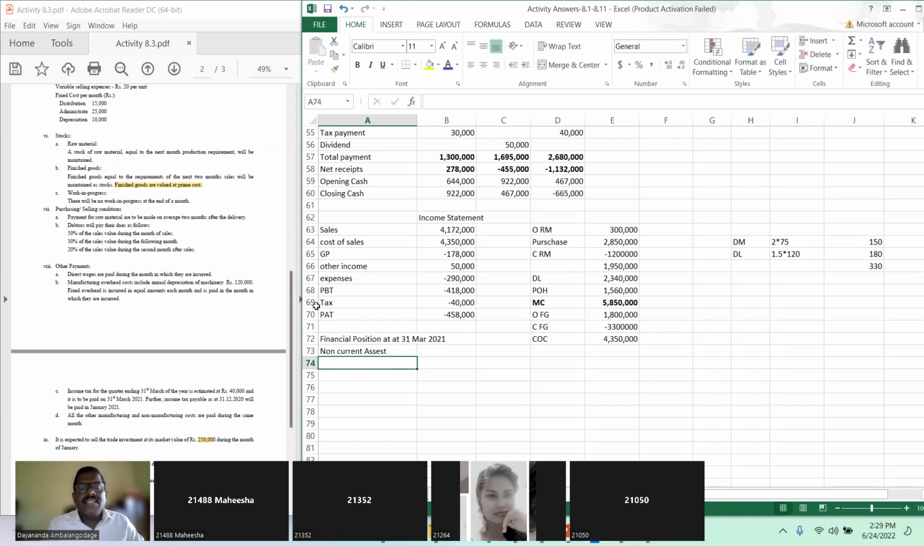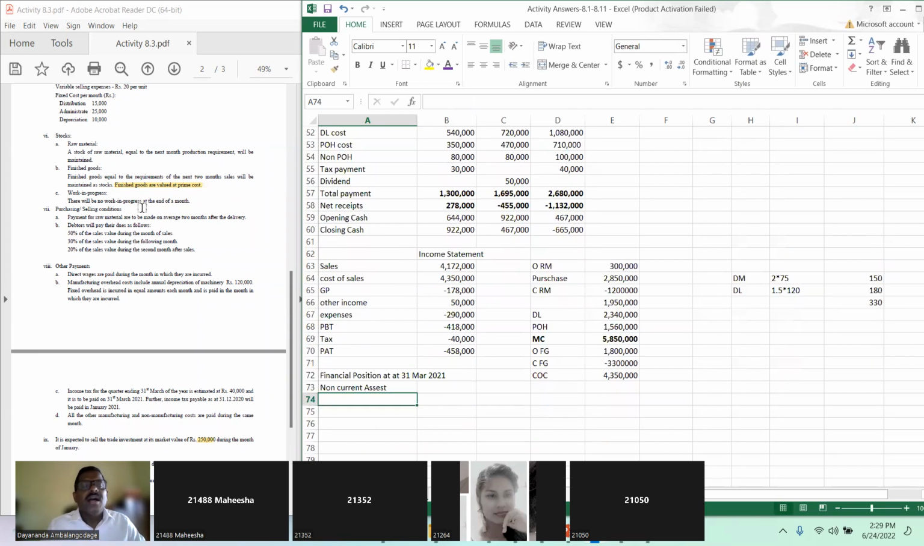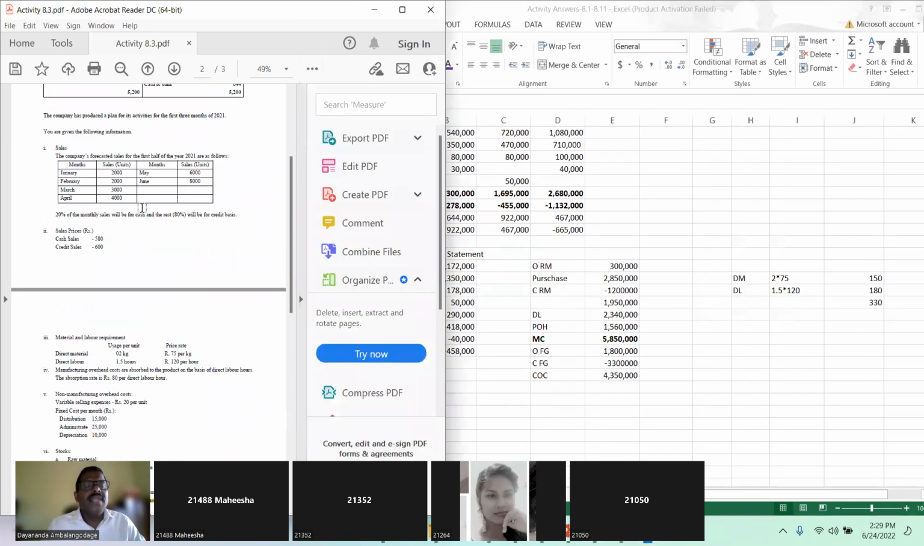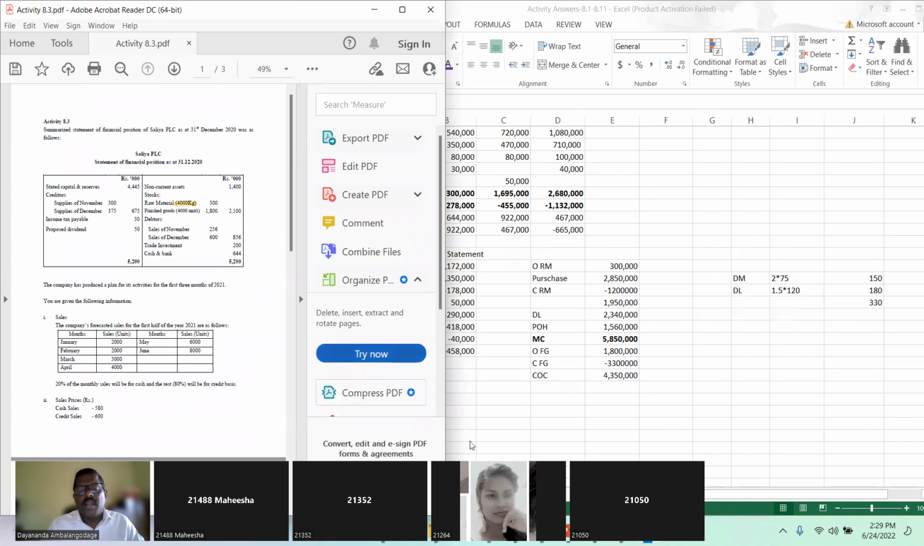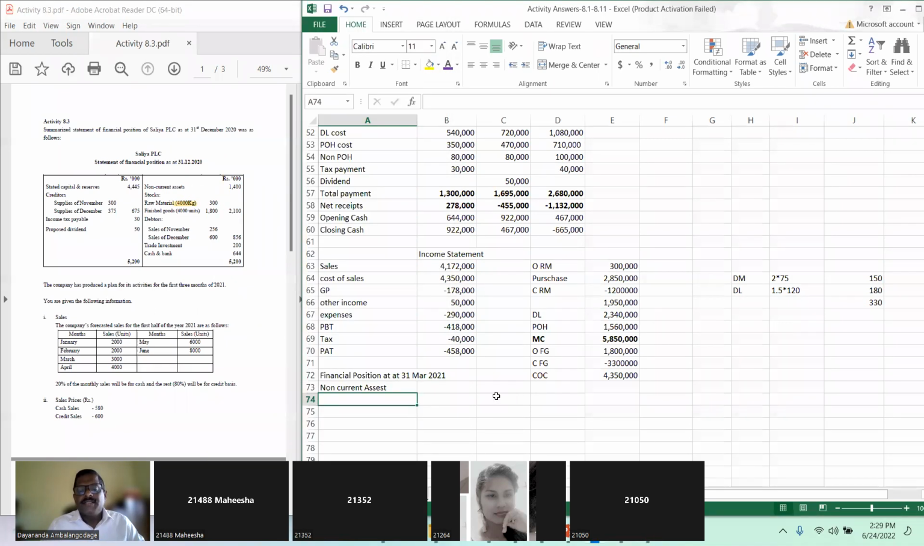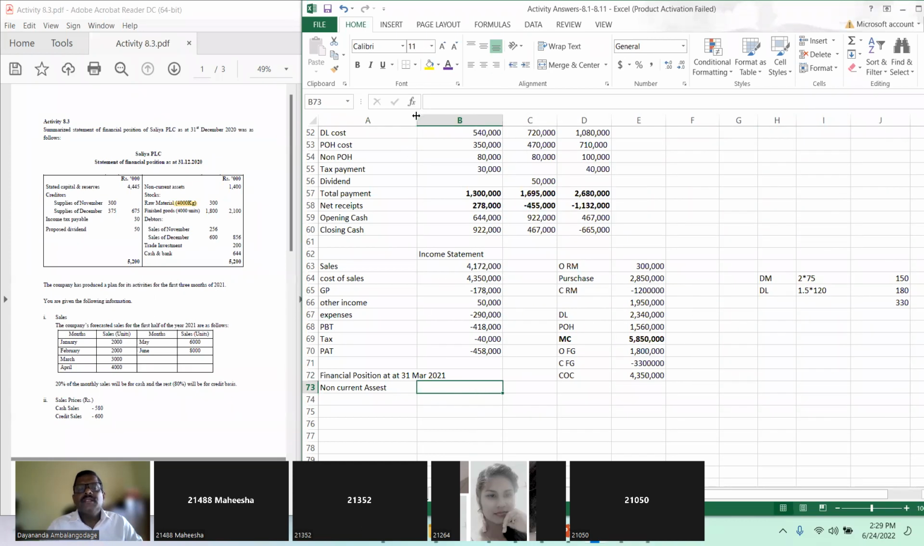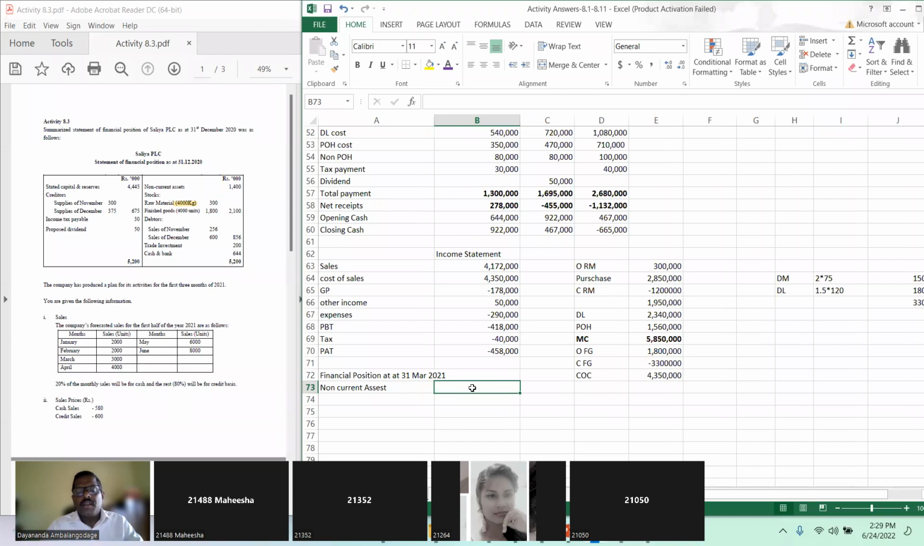Non-current assets, just look at the carrying value, as per the question, carrying value is 1,400.